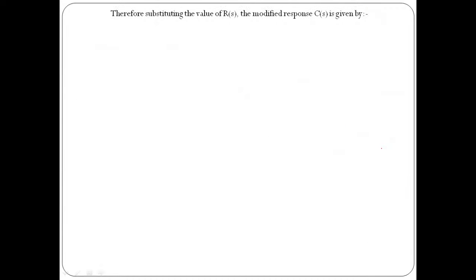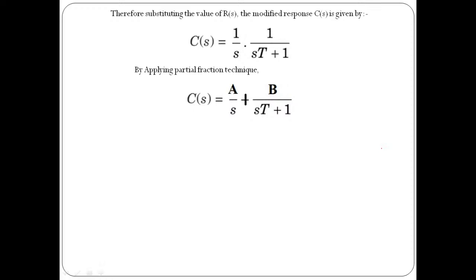So the output is 1 upon s into 1 upon sT plus 1. This indicates the output of the system, but in frequency domain. Now apply the partial fraction technique to convert this into some standard form, because ultimately we want the response in time domain, and the moment we want the response in time domain, we need to take the Laplace inverse of C of s. So we will convert this into some standard form so that we can apply standard Laplace inverse results to get the final answer. Hence, we are applying the partial fraction technique.